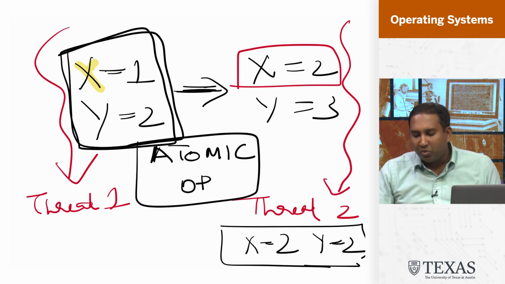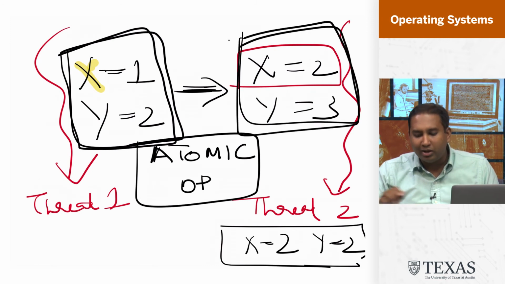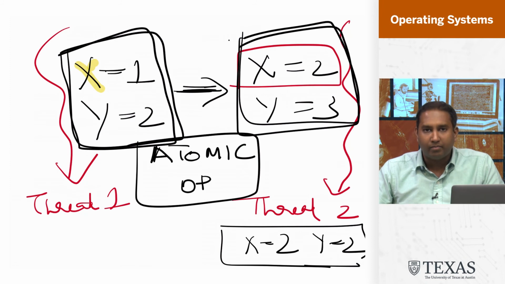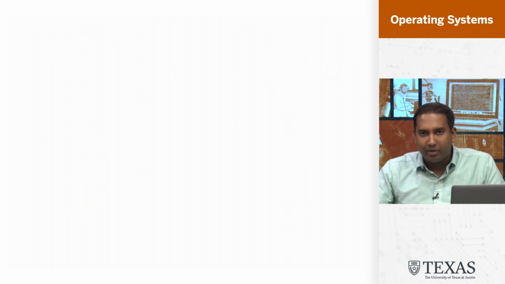So we want the update of these two variables to happen together atomically. We don't want any other thread to ever see a state which is intermediate. So all threads either see x equals 1, y equals 2, or x equals 2, y equals 3. There's no intermediate state that it ever sees at any point of time. That's what we want to provide, and this is called an atomic operation. And if you think about it, an atomic operation is surprisingly tricky to do.